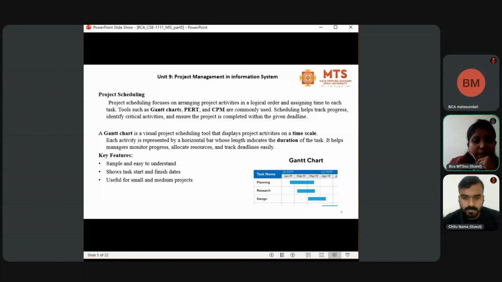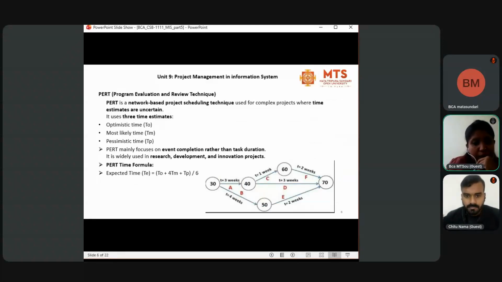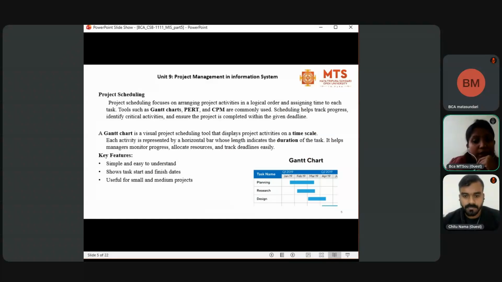First one is it is simple and easy to understand. The second one is it shows task start and finish dates. Then the third one is it is useful for small and medium projects. So these are the key features of a Gantt chart.